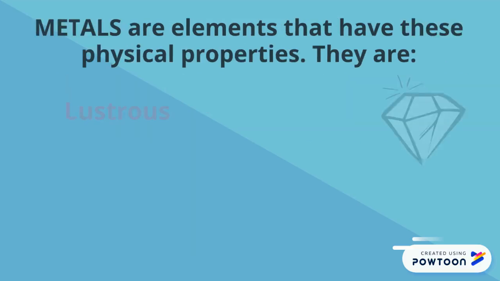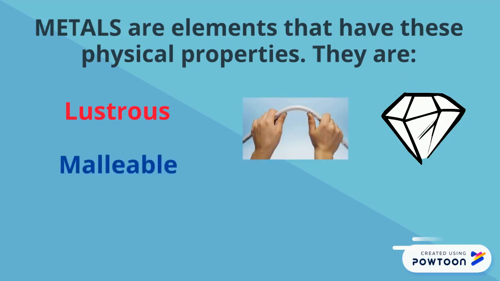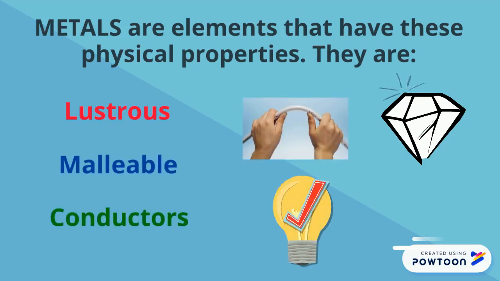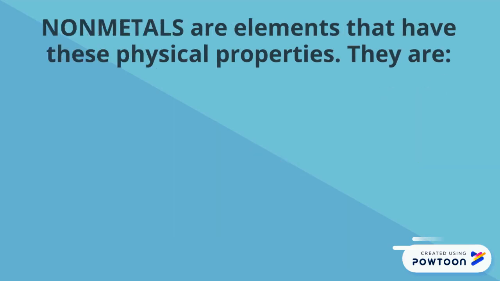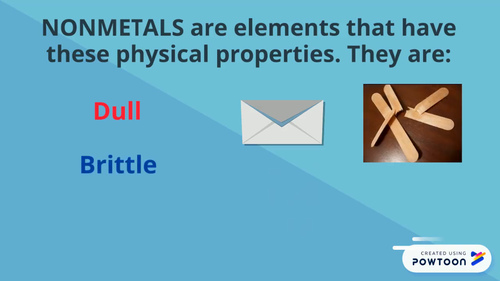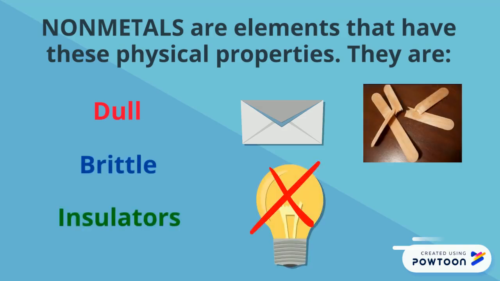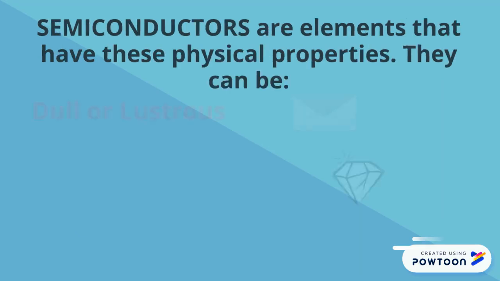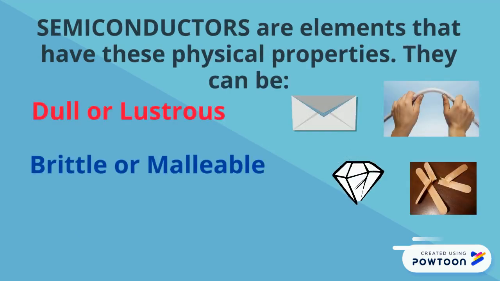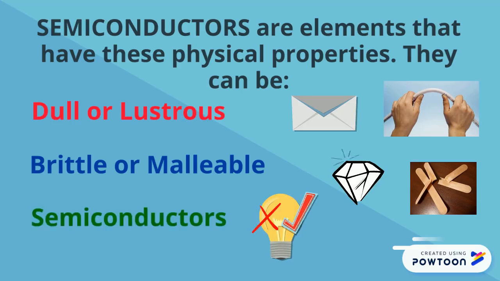Metals are elements that have these physical properties. They are lustrous, malleable, and conductors. Nonmetals are elements that have these physical properties. They are dull, brittle, and insulators. Semiconductors are elements that have these physical properties. They can be dull or lustrous, brittle or malleable, and are semiconductors.